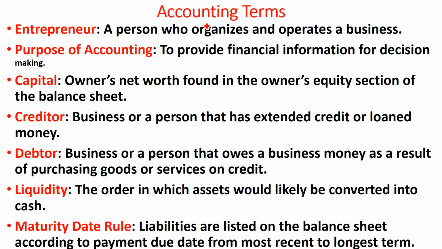Here I have written some accounting terms. In each lesson we will discuss some accounting terms. So what does entrepreneur mean? A person who organizes and operates a business. Suppose you have a business, you are operating a business, you are organizing your business, you are the entrepreneur. What is the purpose of accounting? To provide financial information for decision making.